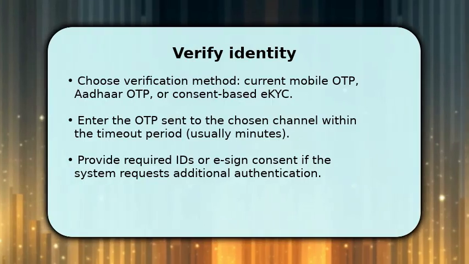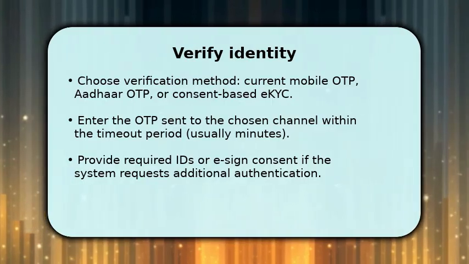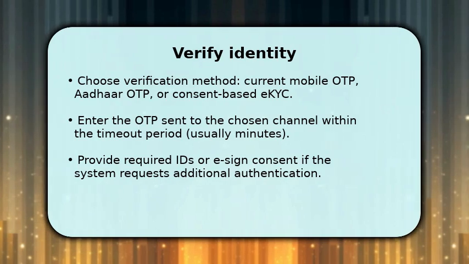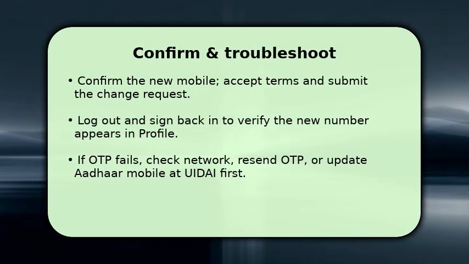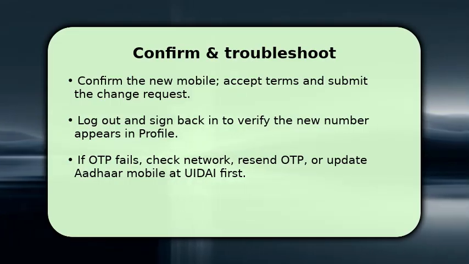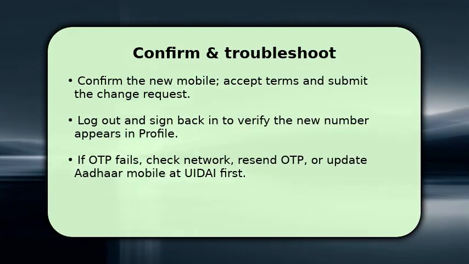Once verification succeeds, Digilocker prepares the change for confirmation. Finally, confirm the new number and approve the update. The system will record the change and may show a success message. Log out and sign in again to ensure the profile displays the updated mobile. If the change doesn't reflect, wait a few minutes and retry sign in or use resend OTP.